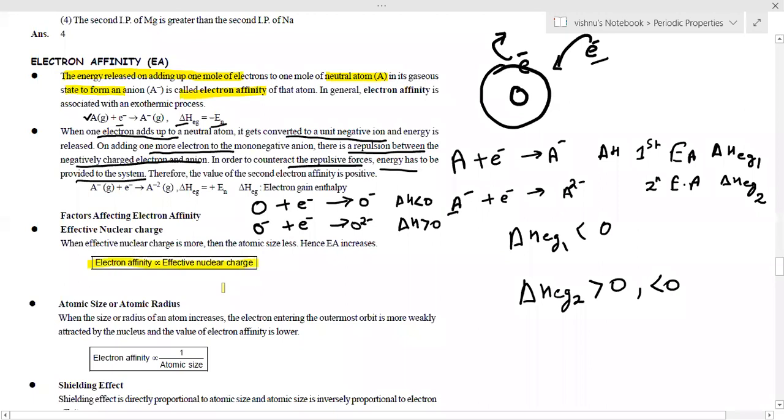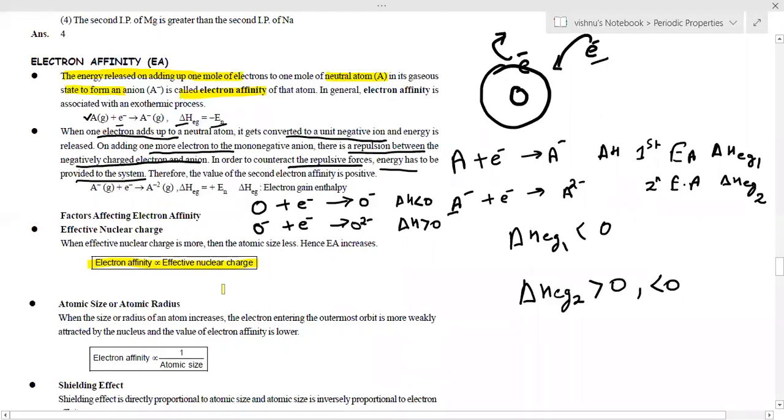Okay, so both ionization energy as well as electron affinity are directly proportional to effective nuclear charge. That you should remember. Now, we know that size is inversely proportional to effective nuclear charge. So obviously, electron affinity should be inversely proportional to atomic size.